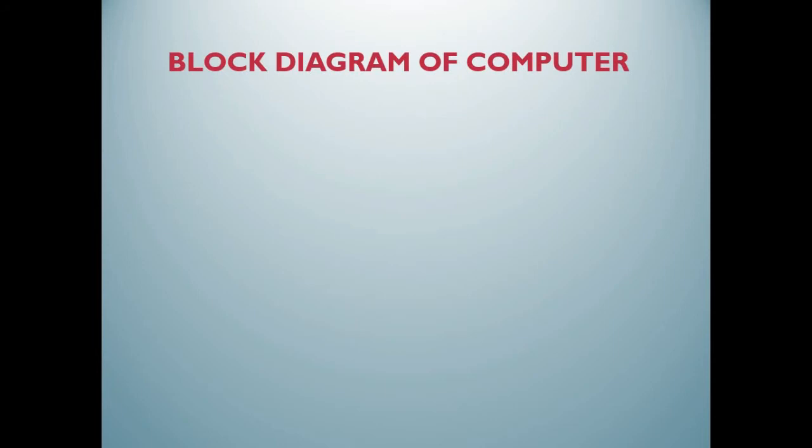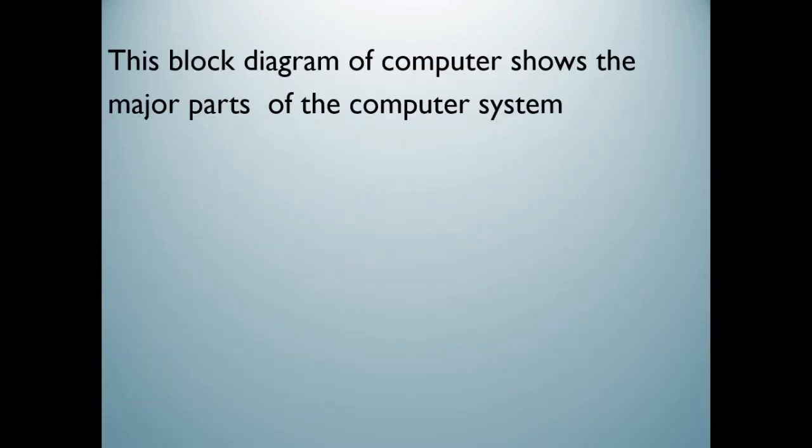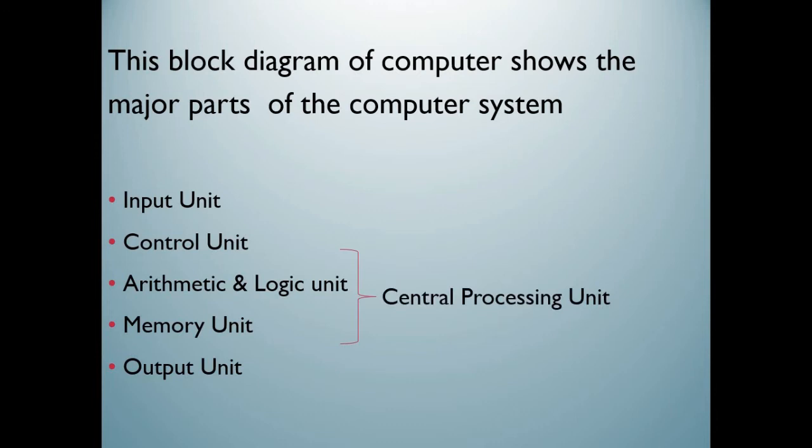So next we see the block diagram of computer. So this is a block diagram of computer. So seeing this diagram, we can identify the important components or parts of computer. So the block diagram of computer shows the major parts of the computer system. That is, we have the input unit, control unit, arithmetic and logic unit, memory unit, output unit. And here control unit, arithmetic logic unit and memory unit, together they are called as central processing unit.